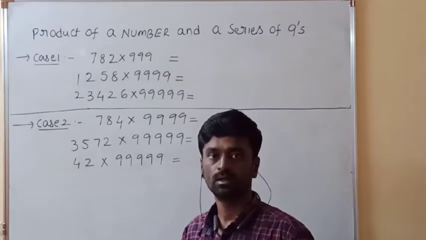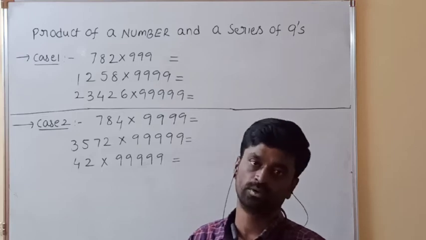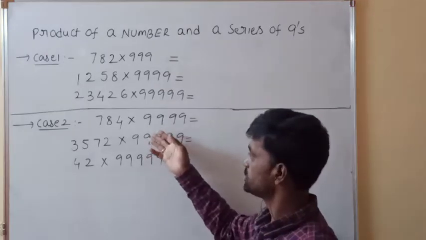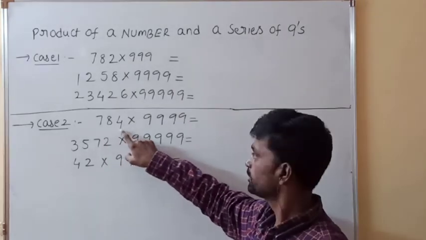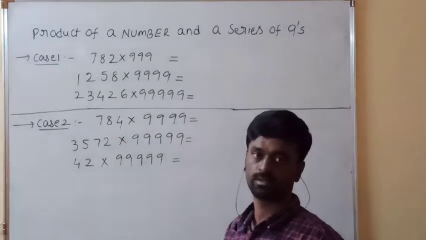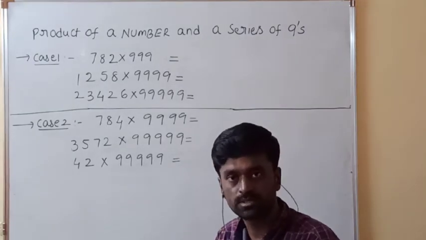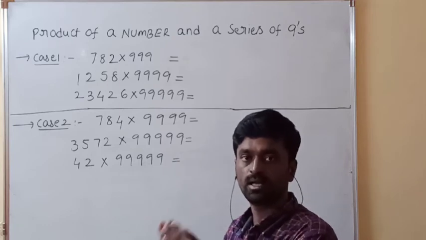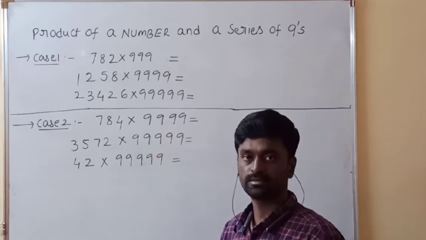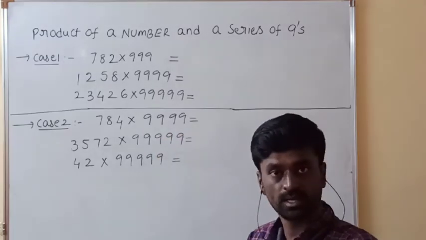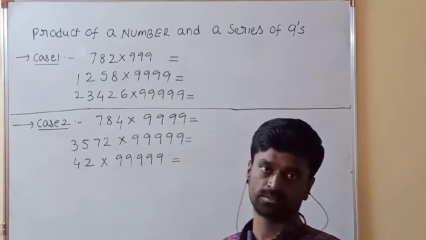Case 2: the number of digits in a given number is less than the number of nines. If you observe these three examples in case 2, how many digits are in the given number? 3 digits. But how many nines are there? 4 nines. That means the number of nines is more. Case 3: the number of digits in a given number is more than the number of nines. These are the three cases.